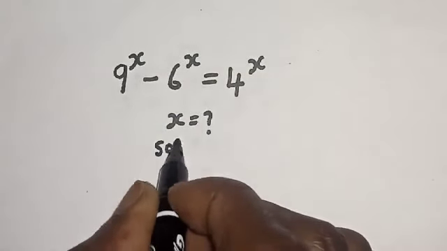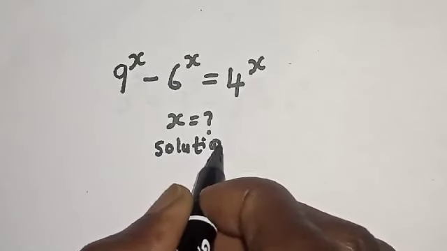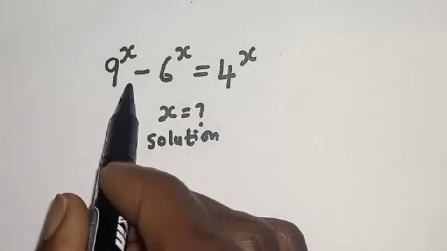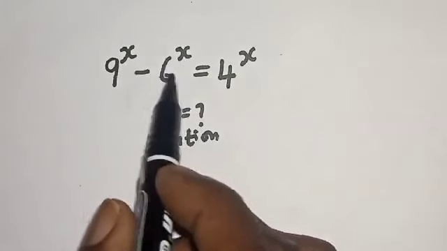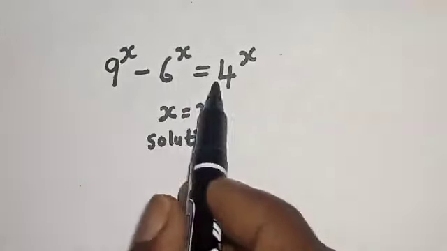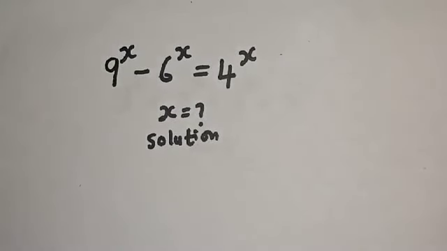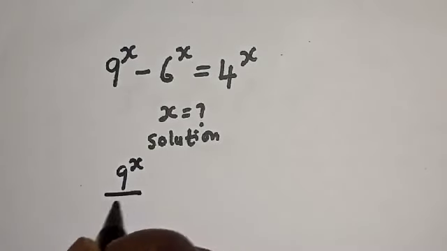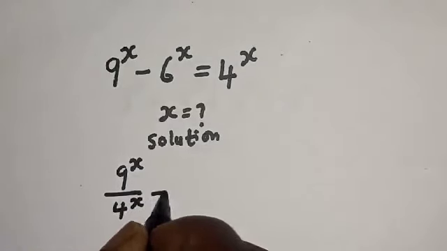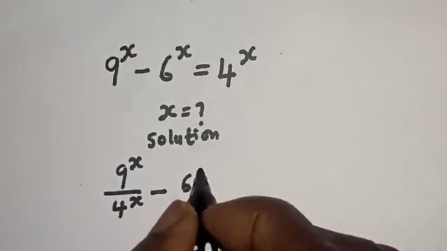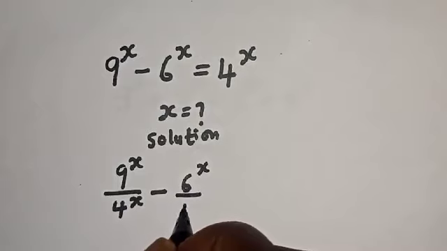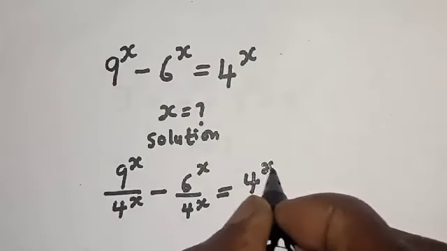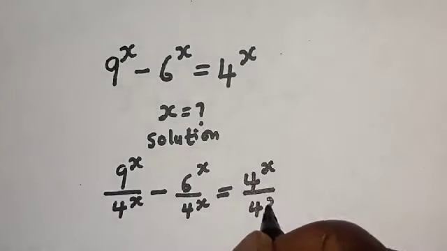Solution. Then this is 9 raised to power x minus 6 raised to power x is equal to 4 raised to power x. Let's divide all through by 4 raised to power x. At least we have 9 raised to power x divided by 4 raised to power x minus 6 raised to power x divided by 4 raised to power x is equal to 4 raised to power x divided by 4 raised to power x.